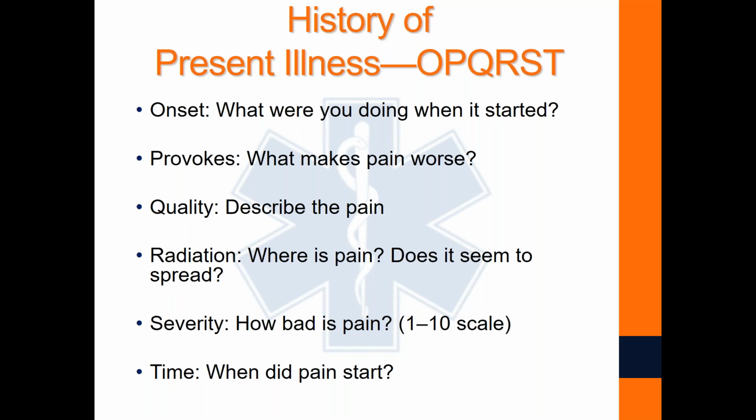After we answer our onset question, how did it start? What were you doing when it started? We move on to P. P is provoke or palliate. Does anything make this pain better or worse? Our person who was just on the treadmill after 22 years of inactivity is probably going to say, yeah, when I was on the treadmill, my chest pain got worse. When I sat down, my chest pain got better. Versus your patient who was sitting on the couch minding their own business, really nothing makes it better and it just keeps getting worse. Okay, well, they're still not doing anything to aggravate it, and it's continuing to build. It's continuing to get worse.